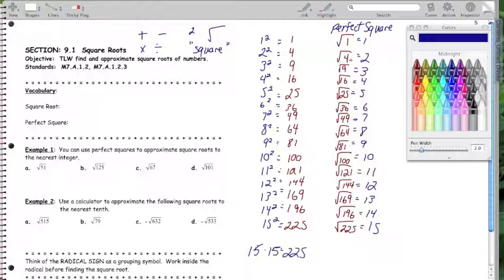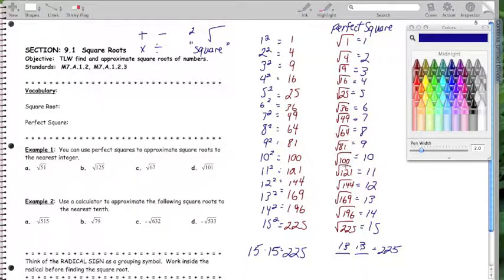The square root of a number is what number we can multiply by itself that will get that number. So for instance, if I take the square root of 225, I'm really thinking, what number times itself is going to equal 225? What can I multiply by itself that's going to give me that? The answer is 15 times 15. So really I'm thinking backwards. What number times itself is 4? 2 times 2. What number times itself is 9? 3 times 3. What number times itself is 16? 4 times 4. That's exactly what a square root is.